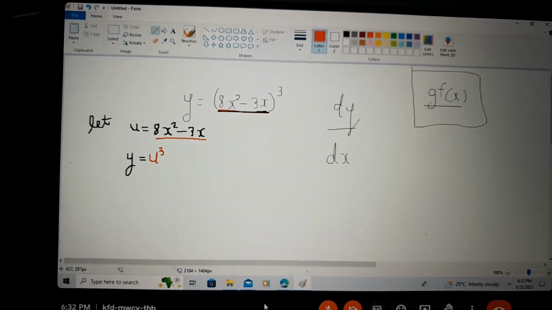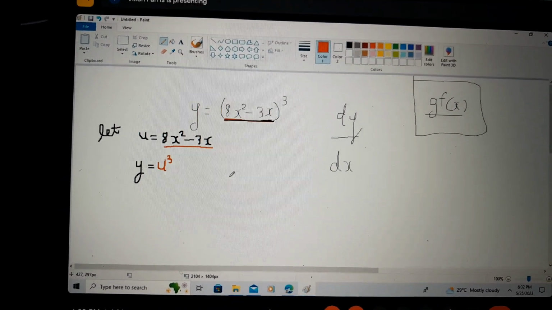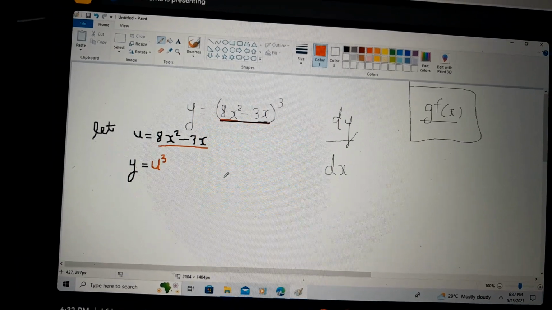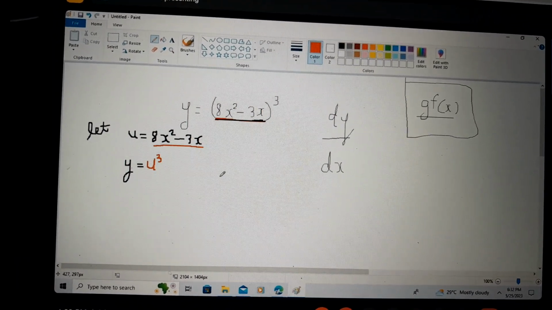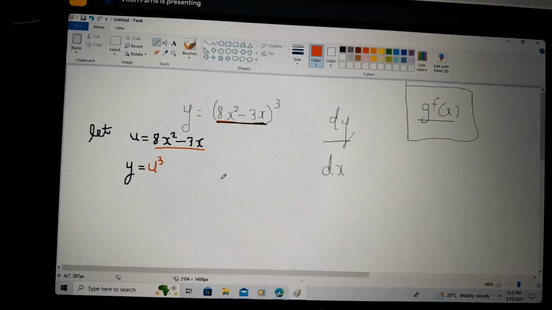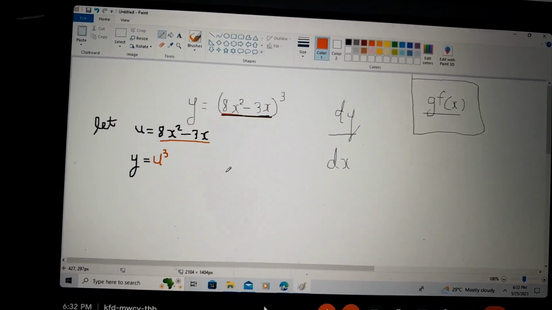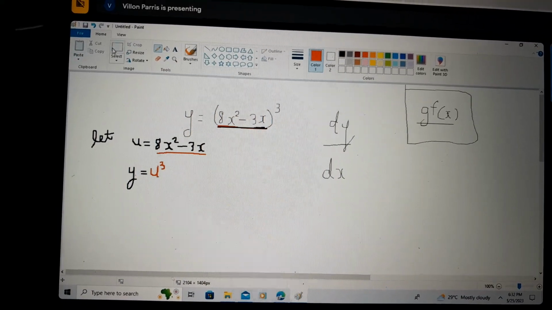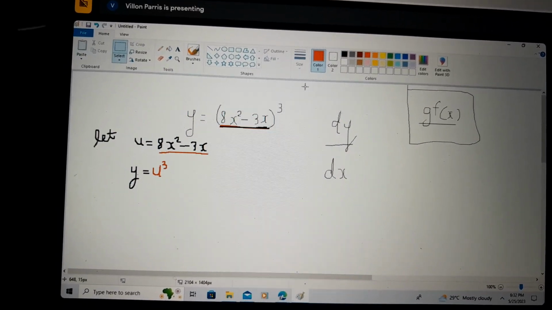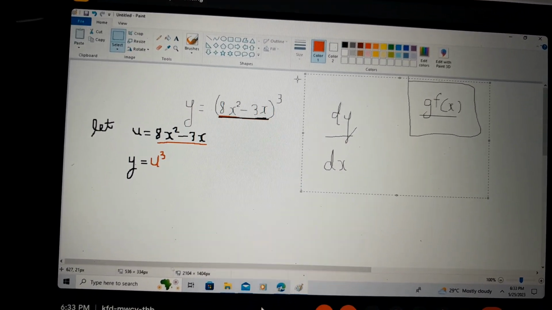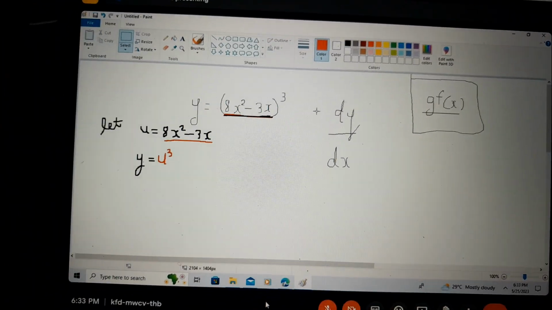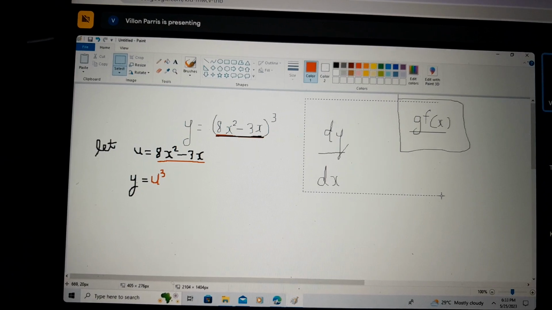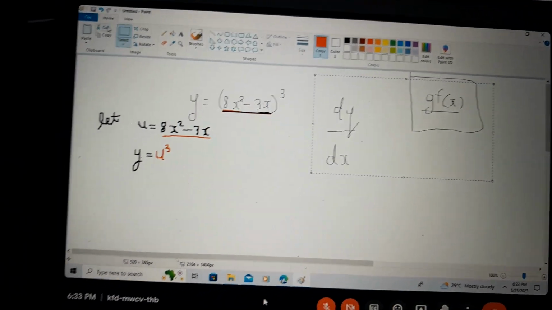Yes, sir. So this is how we engage with the chain rule. We use what we call a u substitution. So before I go any further, let me just put another one, because it makes no sense moving on if we are not comfortable here.